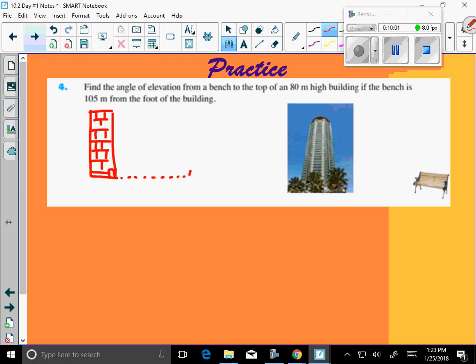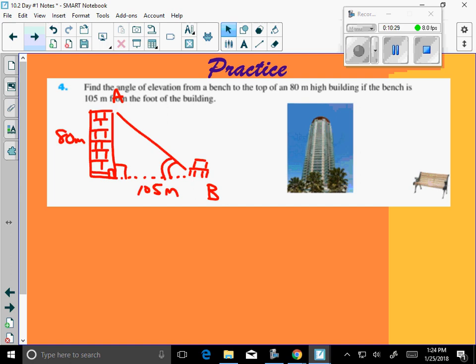And here's my bench. Looks more like a caterpillar. Okay. 105 meters here. Building is 80 meters tall. And what am I looking for? That angle. Would that angle be at point A or point B? At point B. This is our angle of elevation. Please, with a neighbor, would you find that angle using your calculator? Or if you already know, then don't.